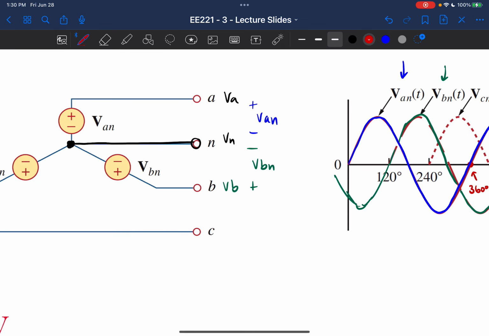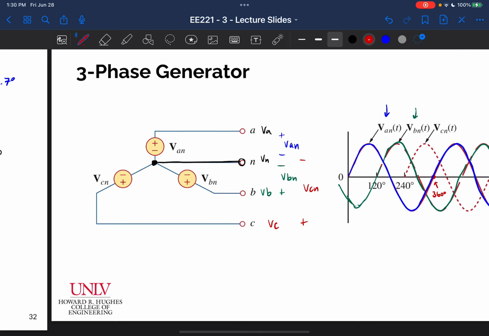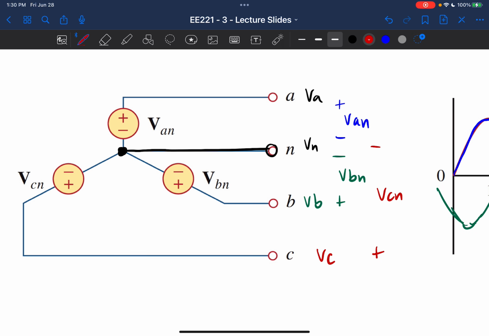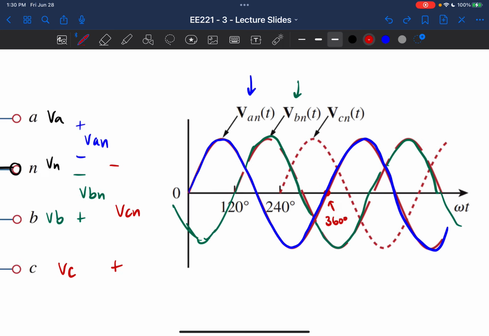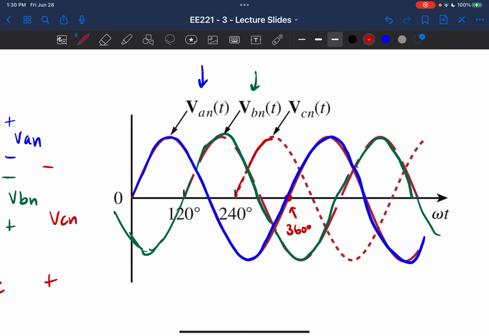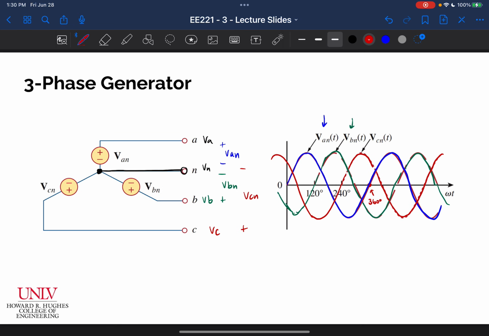What about VCN? That is the voltage between VC and the neutral, right? And that's just another source right here. That's another 120 degrees phase shifted. And so that's this one right here that I'm going to draw in the red. Okay. And if I were to continue this, it would be something like this. Okay. And so this is what a three-phase generator does.